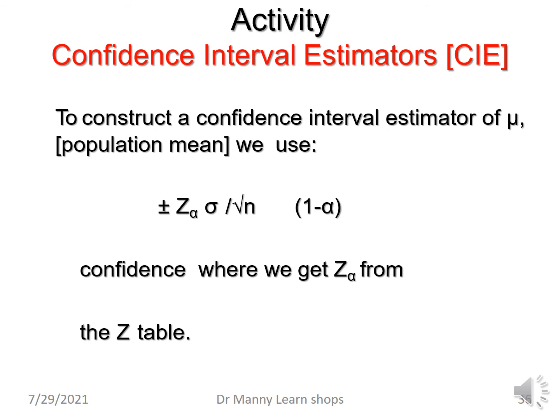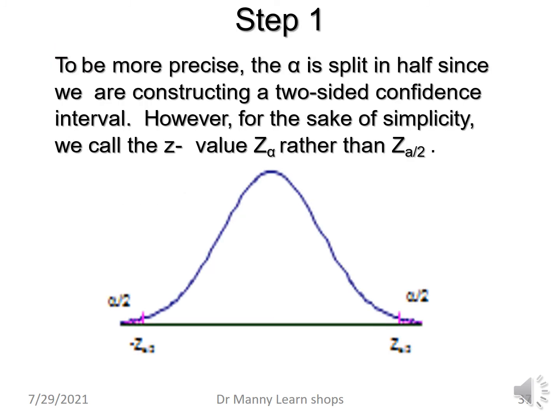When we come to an activity, the confidence interval estimator, to construct a confidence interval estimator of the mean population, we use the following formula. The confidence level that we get is from a z-table. Step 1, to be more precise, we're constructing a two-sided confidence interval.